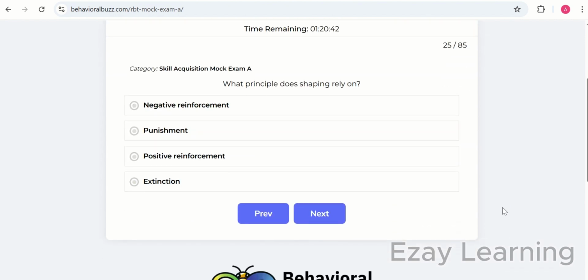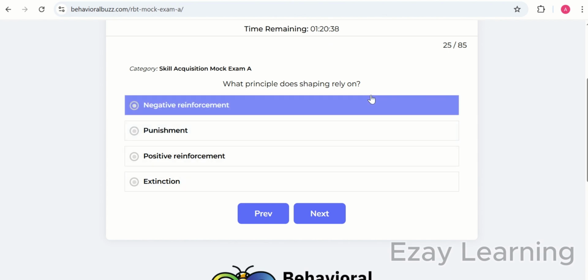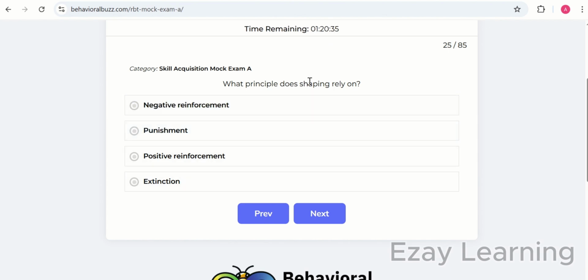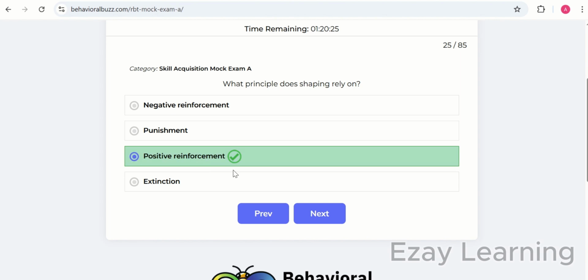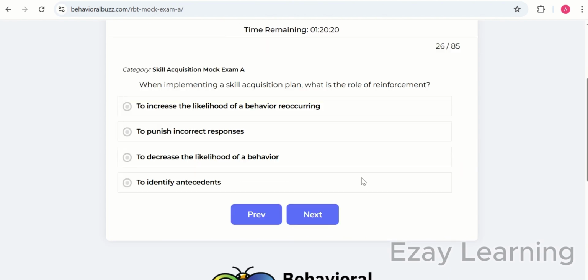What principle does shaping rely on? Okay, so shaping is basically reinforcing successive approximation. So when you are reinforcing successive approximation, it is positive reinforcement. So shaping is based on positive reinforcement.